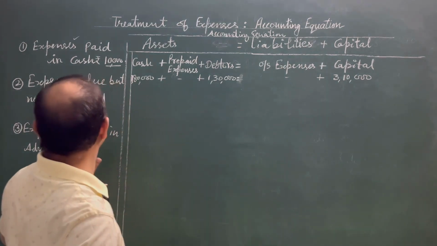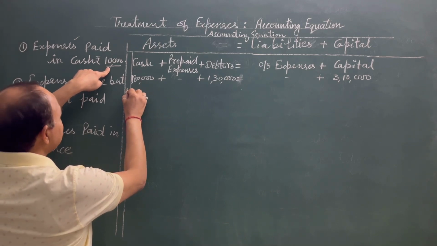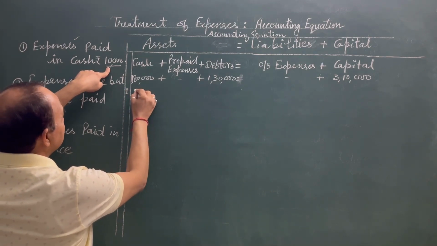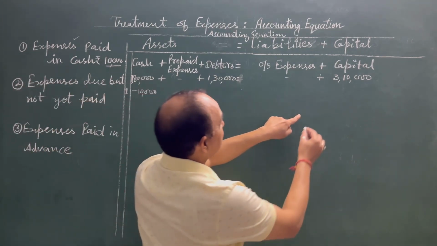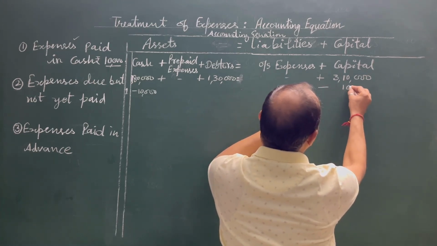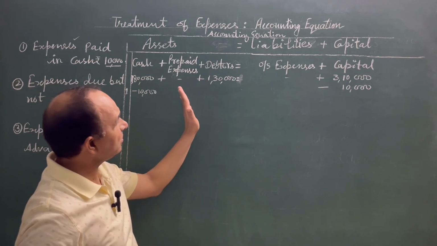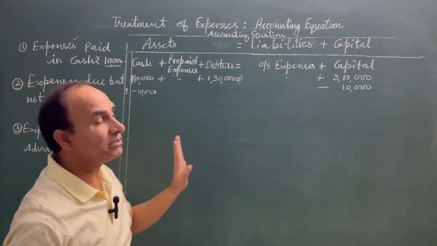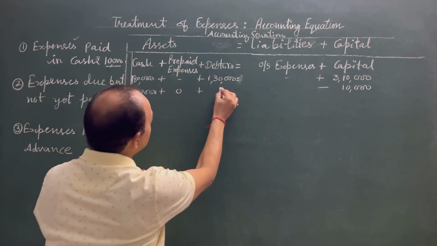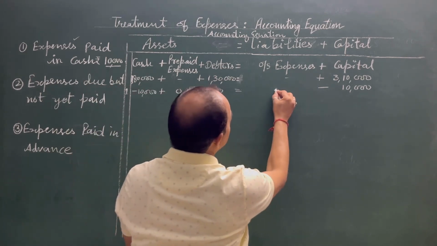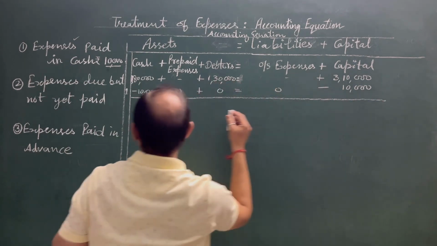So see the first transaction, expenses paid in cash rupees 10,000. Its impact will be: 10,000 will be deducted from cash, and second effect, it will be deducted from capital. You can show it through brackets also, and there will be no effect on other items of the accounting equation. So here you should mention zero, because there is a zero effect on outstanding expenses. After that you have to calculate the new equation.